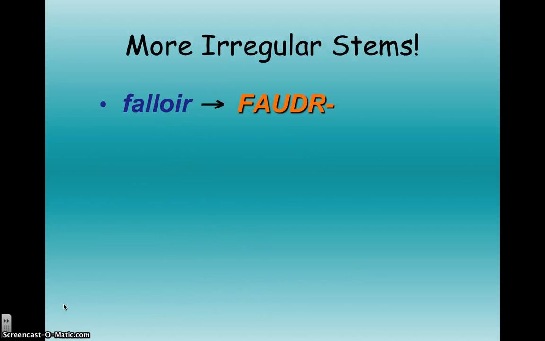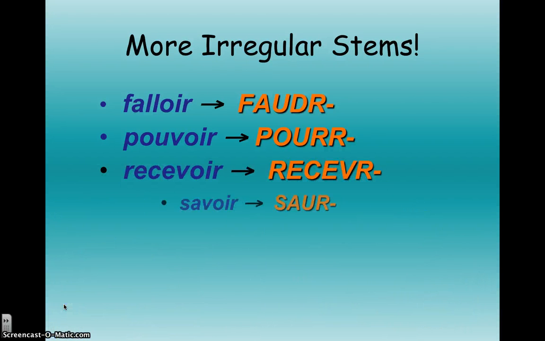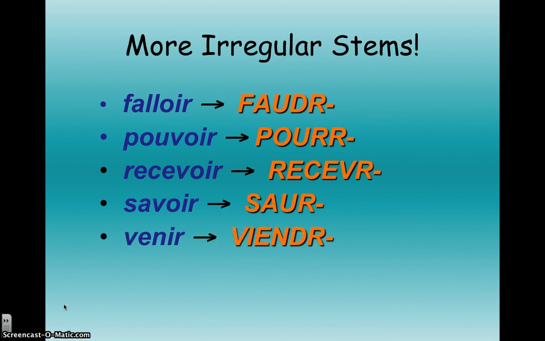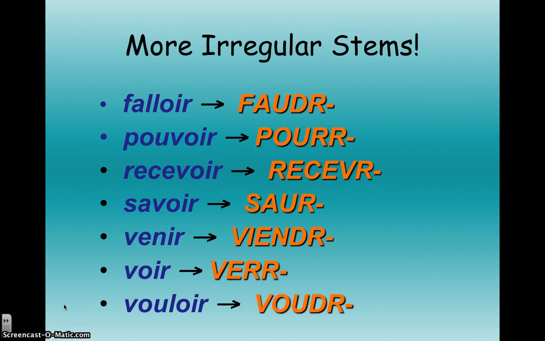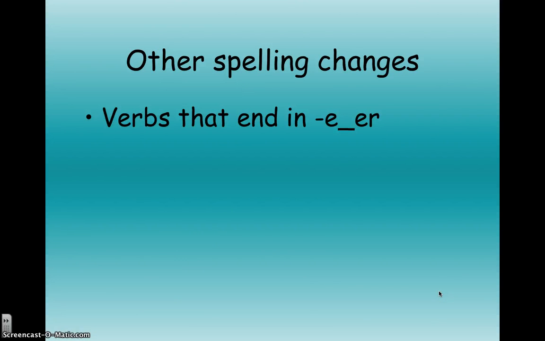Here are the rest. Falloir, pouvoir, recevoir, savoir, venir, voir, and vouloir. Alright, remember too, recevoir is like apercevoir. They do the same thing at the end. And the same other spelling changes that applied for the future apply here.